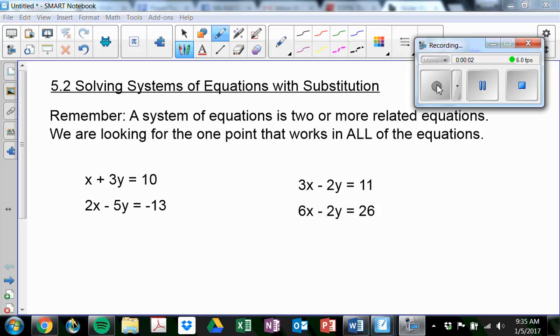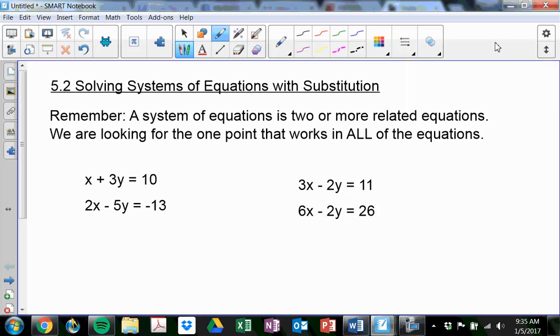5.2 is solving systems of equations by substitution. In 5.1, we solved systems by graphing. We've taken a system of equations, a few lines, graphed them, seen where they cross, and found their point of intersection. Today we're going to do a similar thing, but not by graphing, by a process called substitution.